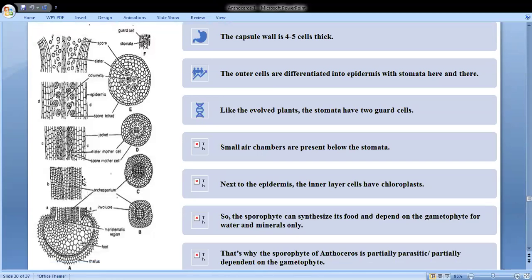Okay, this sporophyte has an outer epidermis, and below the epidermis some layers are there. These inner layers have the chloroplast. So that chloroplast can synthesize its own food. So they depend on the gametophyte for water and minerals only.